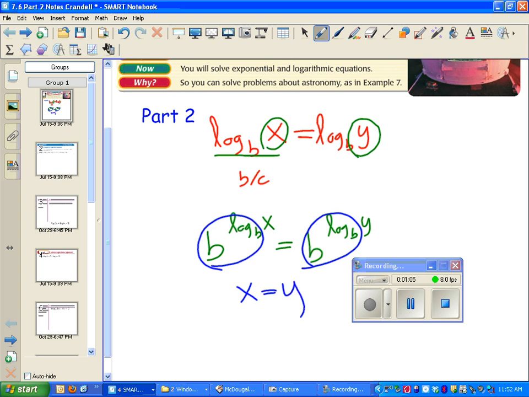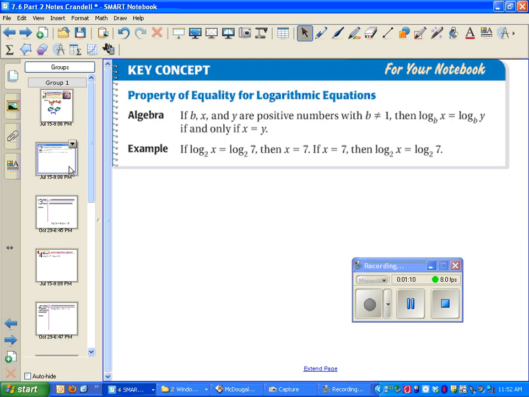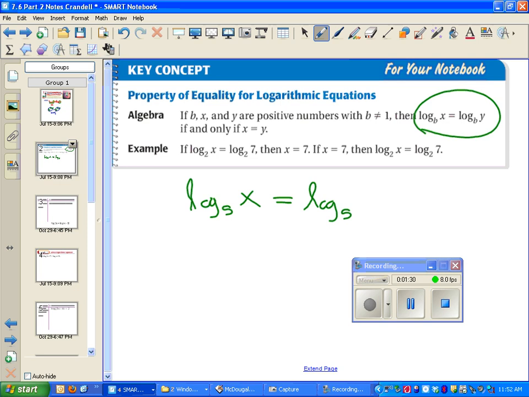The other part is when we need to exponentiate, which we'll do later. But let's look at this. Here's what you need to know: if you have the same base, then whatever you're logging equals each other. So if we had log base 5 of x equals log base 5 of 3, then the logs basically cancel out, and we just get x equals 3. Okay, so that's how to do that.